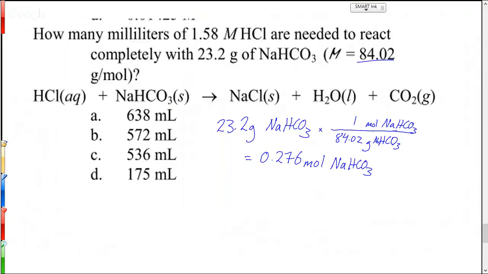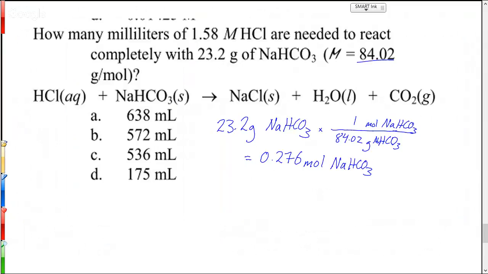So just as we did before, we need to know how many moles of HCl are needed. So how do we figure out how many moles of HCl are needed now that we have moles of sodium bicarbonate? How do we figure out the number of moles of HCl needed? We just want to know how many moles of HCl we need. Yeah, we're going to use the mole ratio from the reaction.